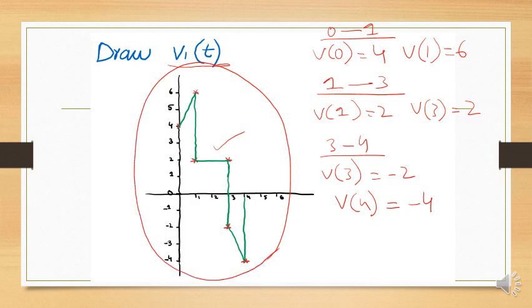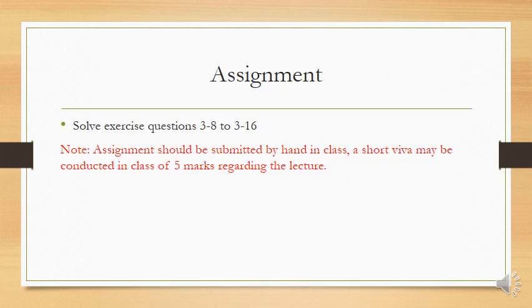Right? You have to solve the remaining questions like this by using this method. You have to solve all the exercise questions from 3.8 through 3.16. They are related to the example I have solved for you, and I will collect the assignment myself in the class, and you are going to have a short viva of 5 marks regarding this assignment. Okay, thank you. Looking forward to your response.